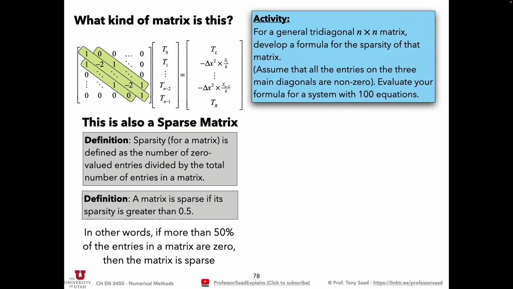It's much easier than you think. How many entries are on the main diagonal? N. How many entries on the first upper? How many entries on the lower diagonal? Use that to get the number of zeros.